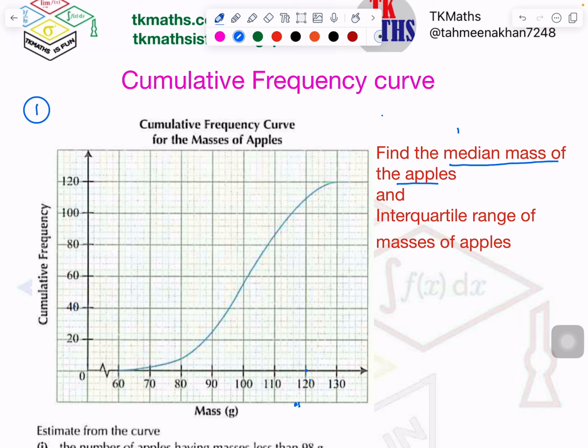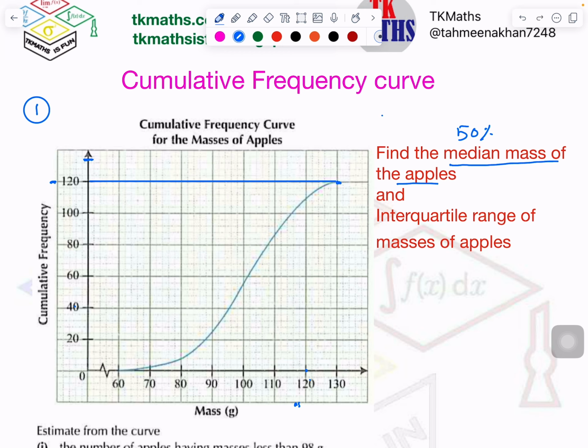Now what is median? Median is 50%. You should understand these terminologies. Median means 50%. There are 120 apples. What is 50% of 120? By the way, always focus on the last part of the graph. Sometimes the graph stops here, but a number is written, for example, till 140. So students by mistake pick up this number. You have to see where the graph ends. That is your last final value. So be very careful about it.